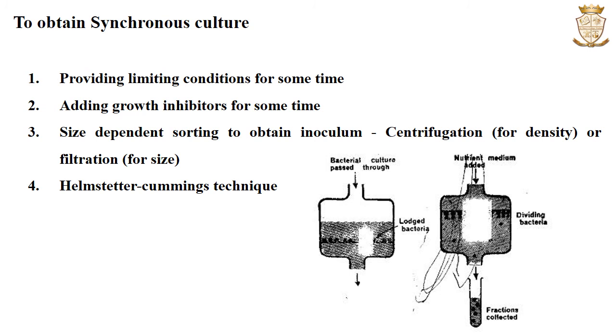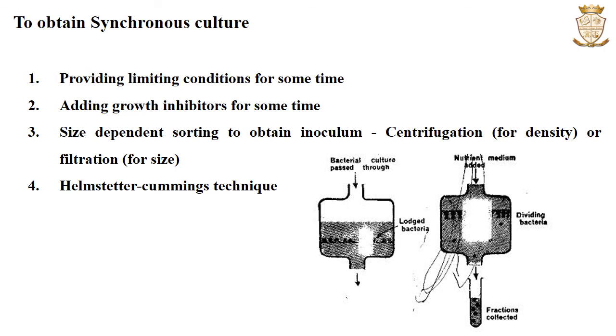So, the population of the cells can be fractionated based upon their size or density, and the cells having the same density or the same size can be used as an inoculum to initiate a fresh culture in which they will be growing in a synchronous pattern. We will get a synchronous culture if we use the cells of the same density or same size as inoculum. So, either the smaller cells having smaller size or low density, or larger cells having larger density can be used as an inoculum to obtain a synchronous culture.